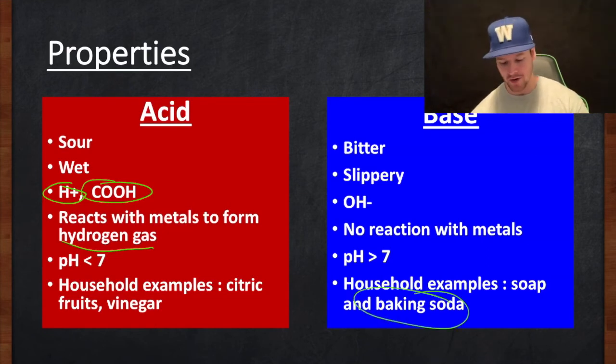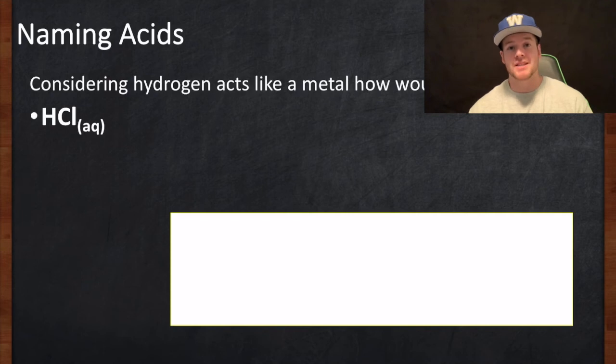You've probably heard of putting baking soda and vinegar together in that classic acid-base reaction. So we need to know what acids and bases are, we need to know their properties, and we need to know how to name them. So we're gonna start with naming acids.